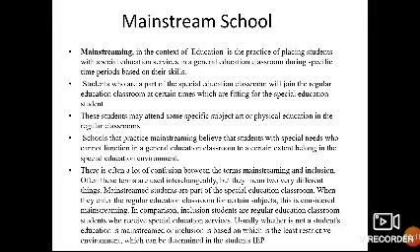So today we'll see first what is the mainstream school. We'll see one by one all the types of school and then look at the differences between them. So first is mainstream. That word itself tells us: mainstreaming, in the context of education, is the practice of placing students with special educational services in the general educational classroom during a specific time period based on the student's skill. Students who are part of a special educational classroom will join the regular classroom at certain times which are fitting for the special educational students.